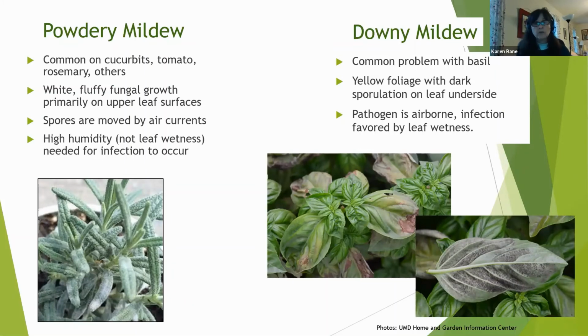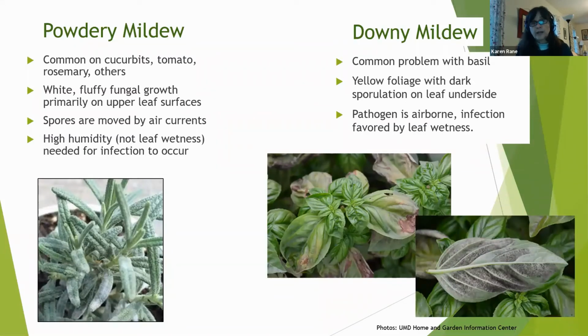And even though the names are similar, they're very different microorganisms. Powdery mildews are fungi, and they produce a white fluffy growth, usually on the upper leaf surfaces, but sometimes on the undersurface as well. And actually, powdery mildews are unusual fungi in that they don't need wet leaf surfaces to cause infection. They actually do best under conditions of very high humidity.